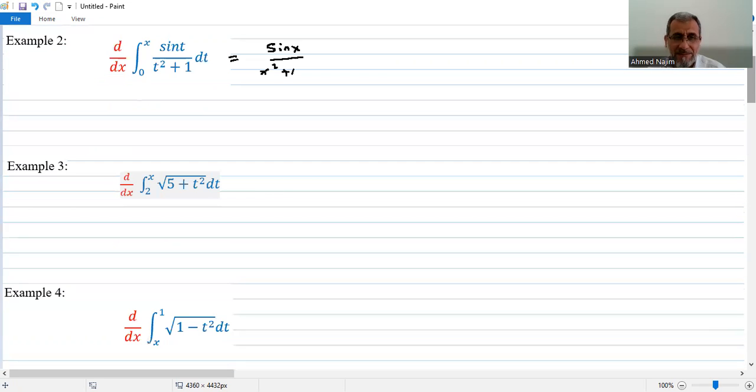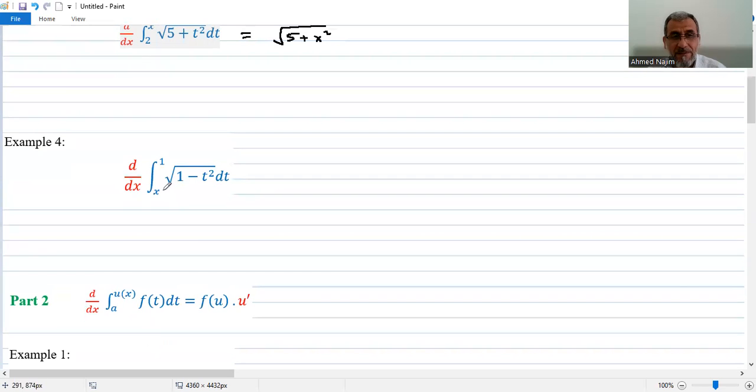Example 3. From 2 to x, only x. And here what you have is f of t, so the answer will be f of x. The answer will be the square root of 5 plus x squared. Now, example 4: from x to a, which is 1.